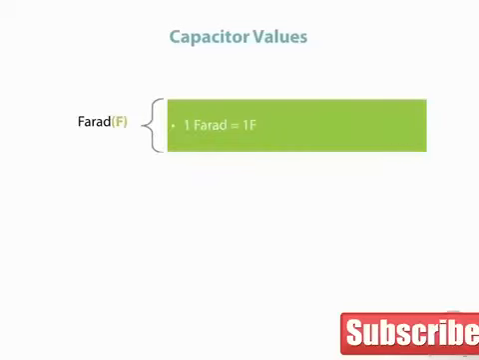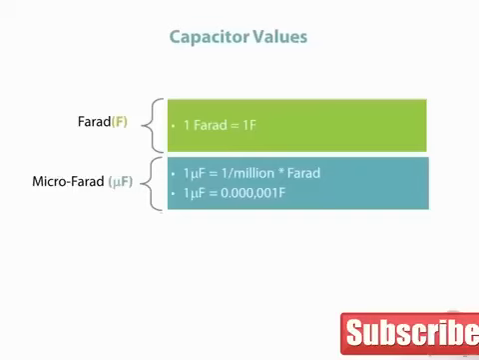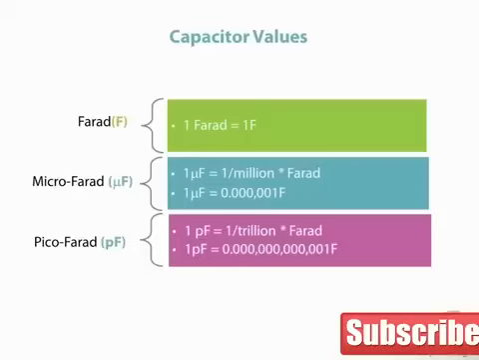We already know that the unit of measurement for capacitance is the farad, but most capacitors are an order of magnitude smaller than a farad. A microfarad is 1/millionth of a farad. It has the prefix of the Greek letter mu. A picofarad is 1/trillionth of a farad. It has the prefix of the lowercase p.